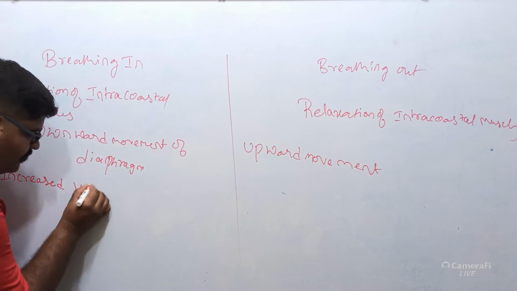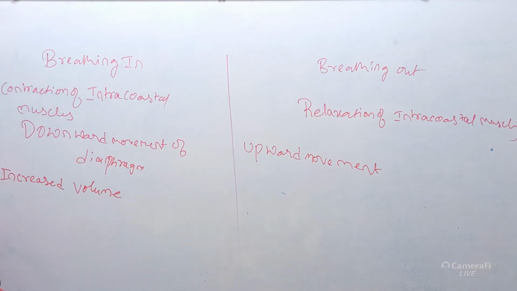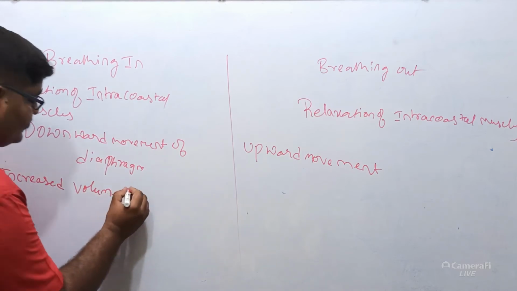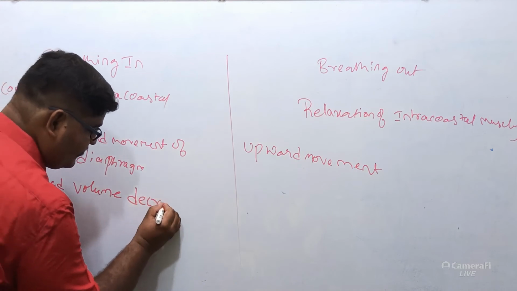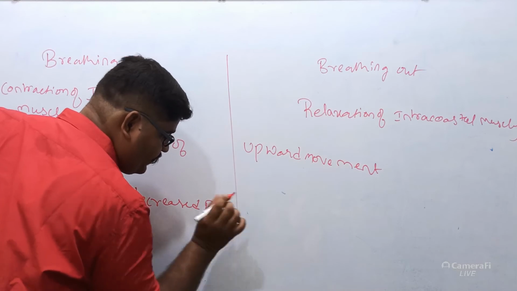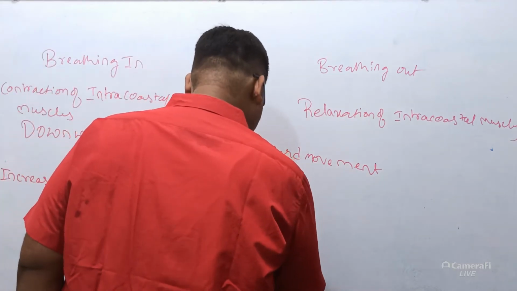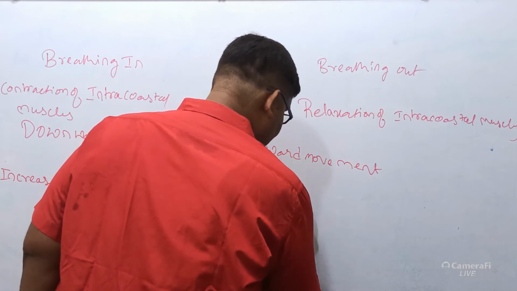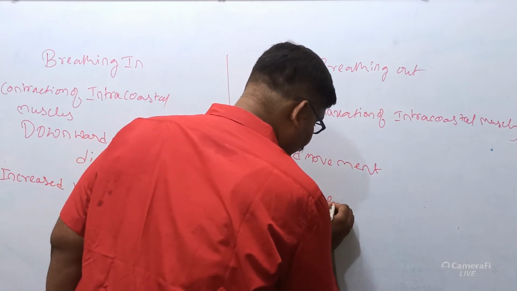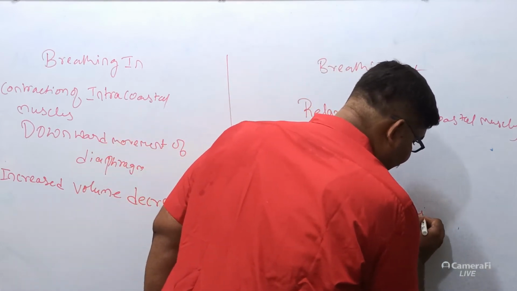Increased volume. Which volume you already know? Pulmonary volume. Increased volume, decreased pressure. So here in relaxation, decreased volume, increased pressure.